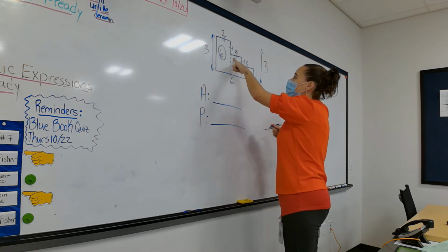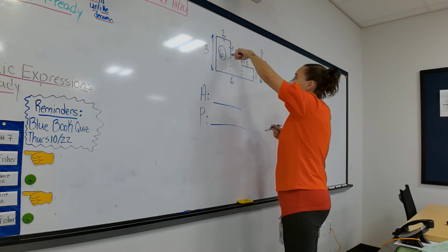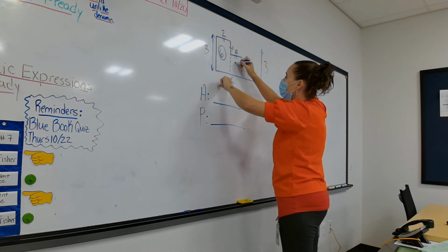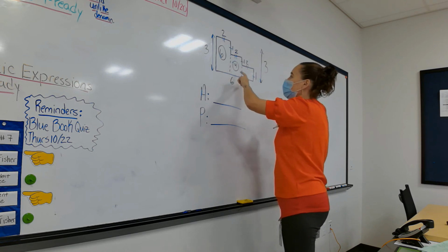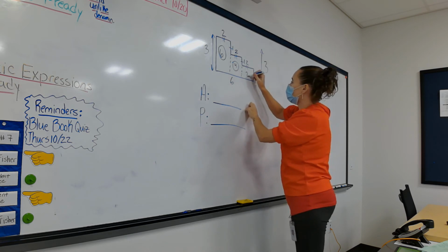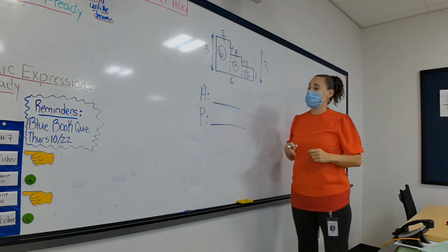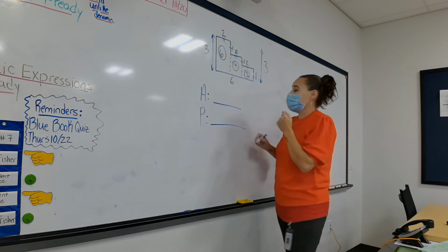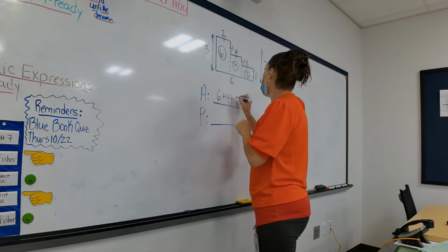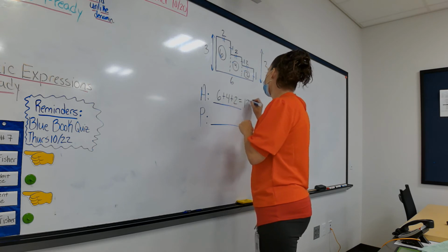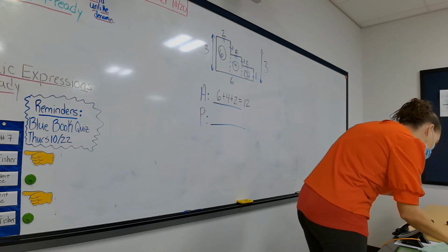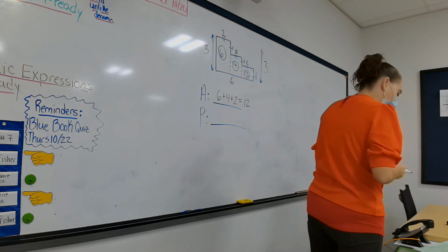So for this one, you would have said 2 times, now the height of this is 2, so 2 times 2 is 4. So the area of that's 4. 2 times 1 is 2. So the area of that was 2. So the total area would have been 6 plus 4 plus 2, and that equals 12. And the units, they didn't give units, so you just had 12.